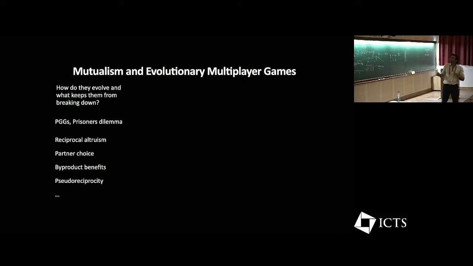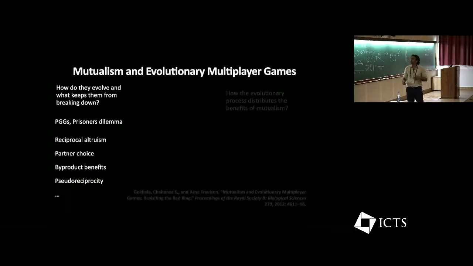But for the deterministic one, I decided to focus on mutualism and using evolutionary multiplayer games in it. Usually when you think of mutualism, the first question that comes to mind is: how do they evolve and what keeps them from breaking down? The typical frameworks people have been using are public goods games or the prisoner's dilemma. The solutions typically rest on the concepts of reciprocal altruism, partner choice, because if you just choose your partners properly, or it's a byproduct mutualism because you are actually playing a different game and this mutualism just happens as a byproduct of that, or it's a pseudo-reciprocity strategy.